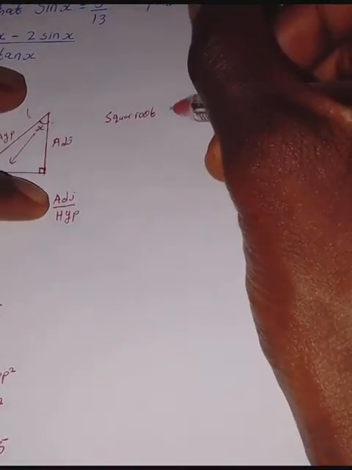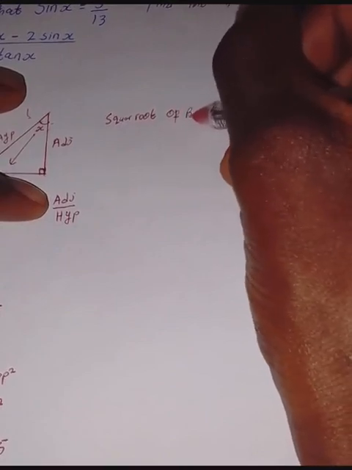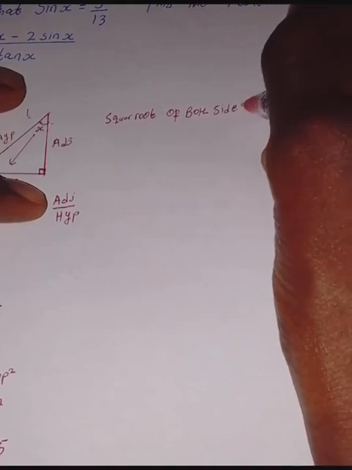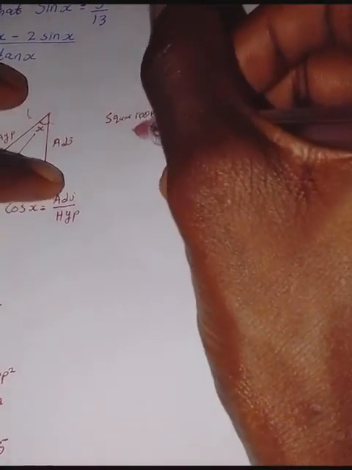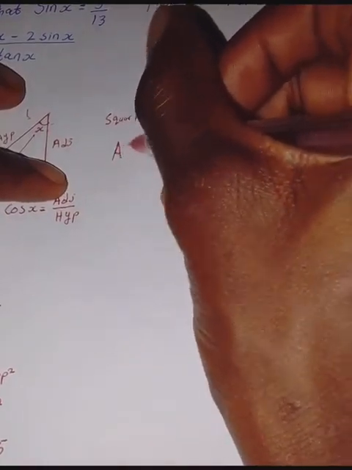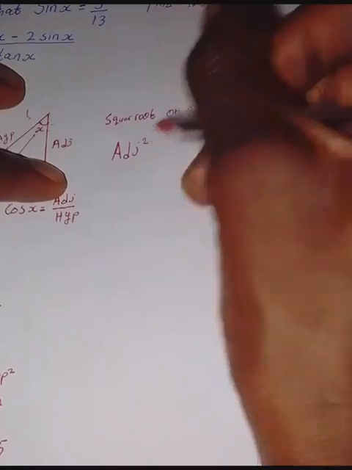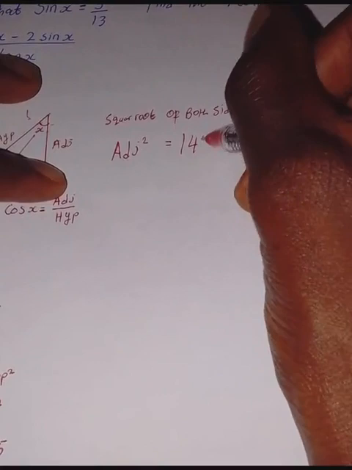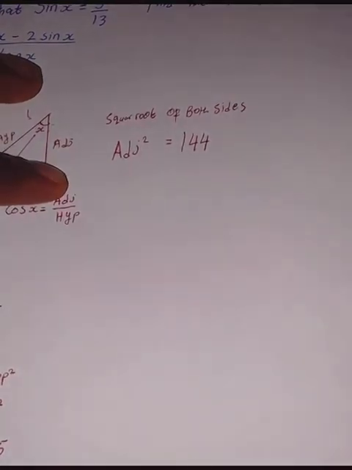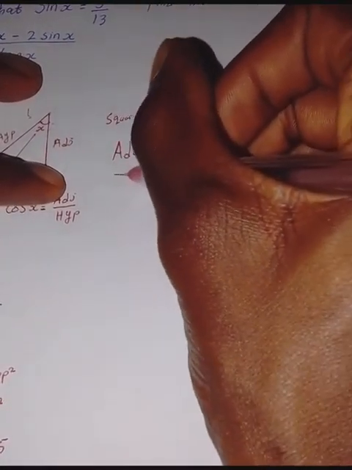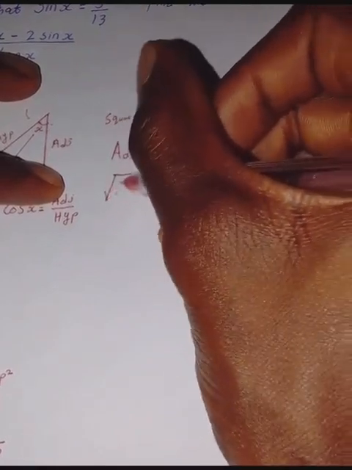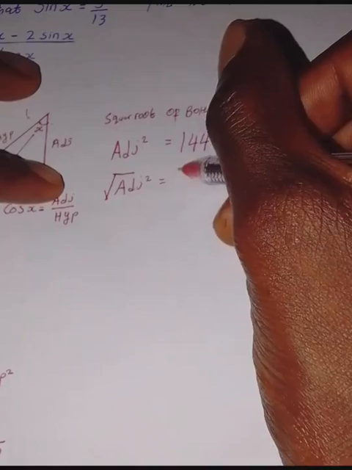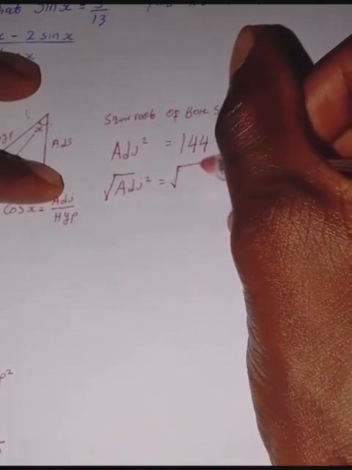We look for the square root of both sides. We have adjacent squared equals 144. So from here, what do we do now? We find the square root of both sides. Square root of adjacent squared equals square root of 144.